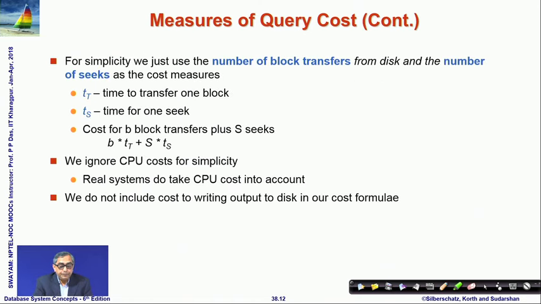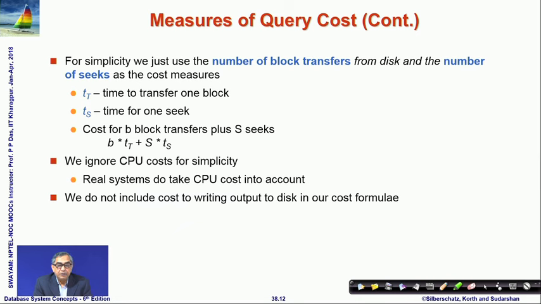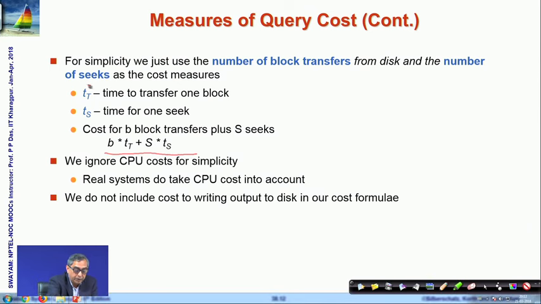So, if we just count the number of block transfers and the number of seeks, and if the time to transfer one block is t_T and the time for one seek is t_S, then the cost of transferring b blocks and doing S seeks will be given by this expression. You can easily understand that. Every block transfer takes t_T and b blocks are being transferred, so this is the transfer cost. If there are S seeks and every seek takes t_S, then this is the seeking cost, and adding them together we get the total cost of seek and transfer.